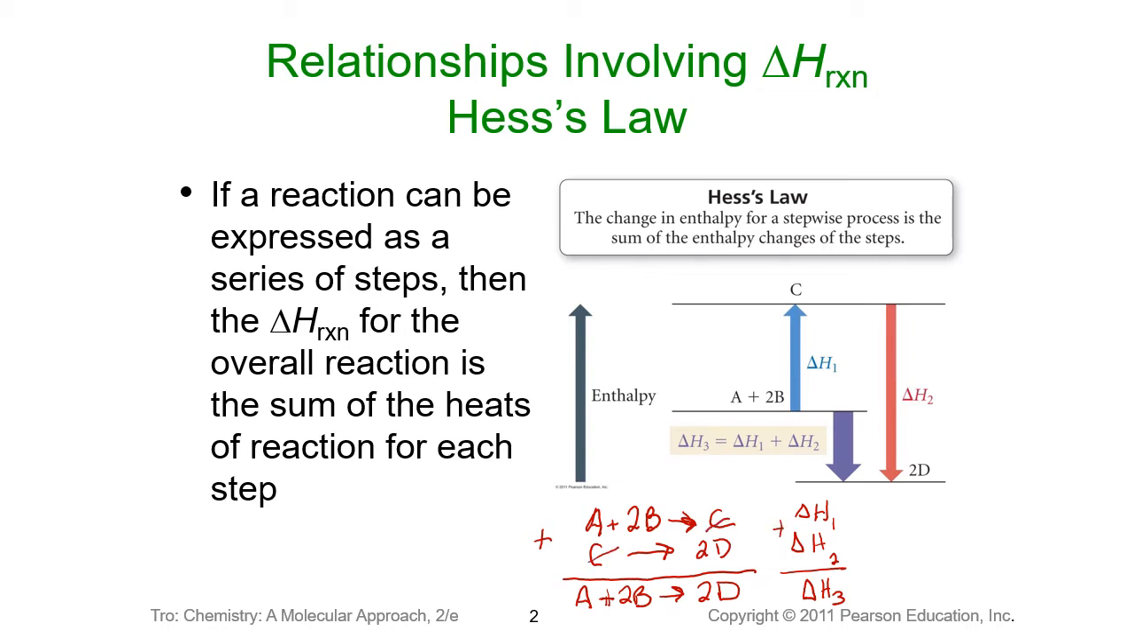Our C will cancel because it's on opposite sides of the arrow to give us our new reaction, and we can calculate our new enthalpy. Some reactions are very difficult in order to calculate the enthalpy, and so this is the way that we need to go about finding it.